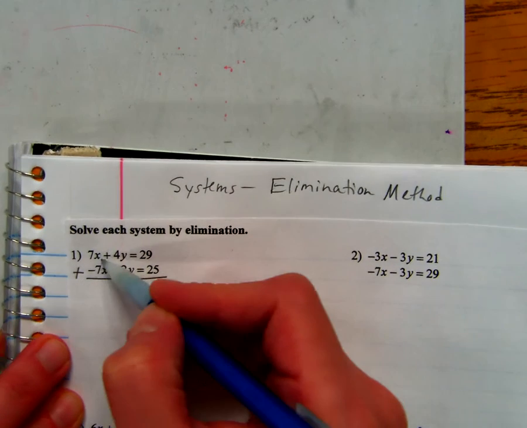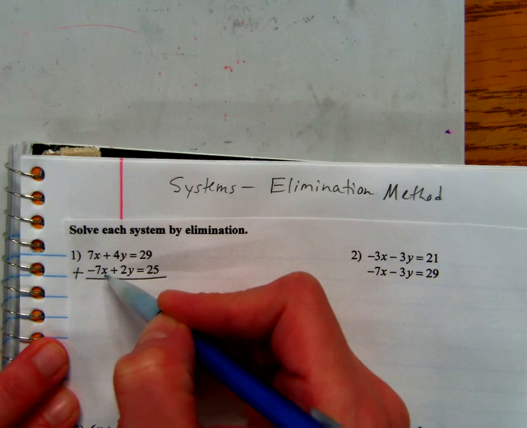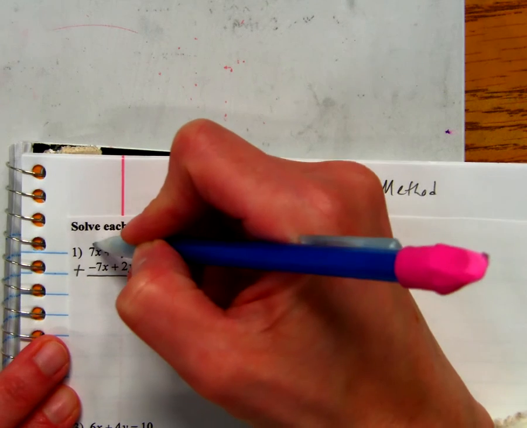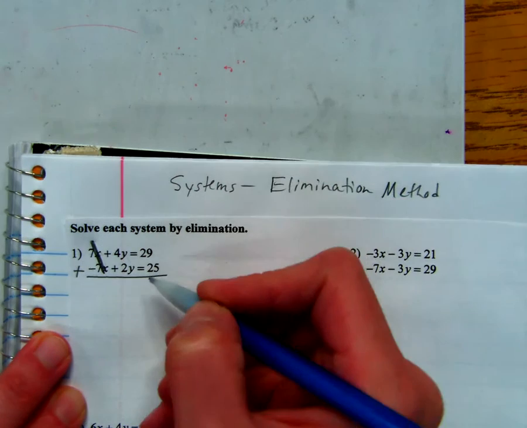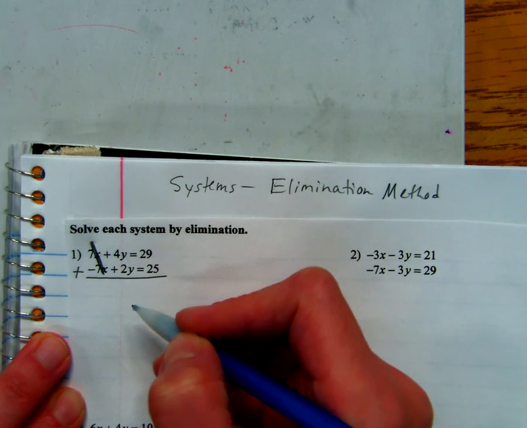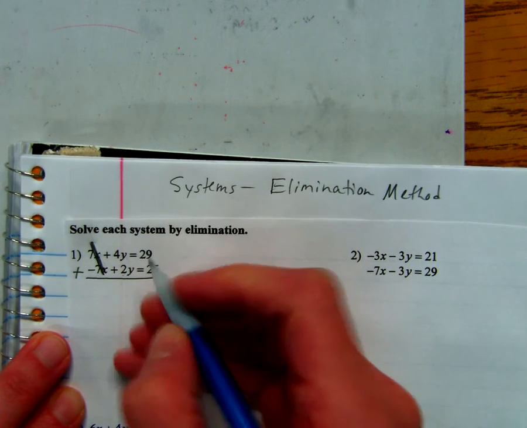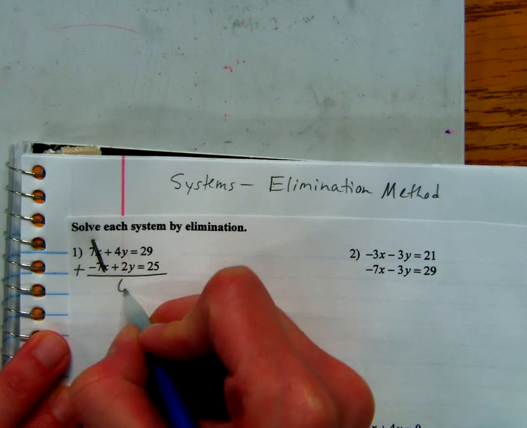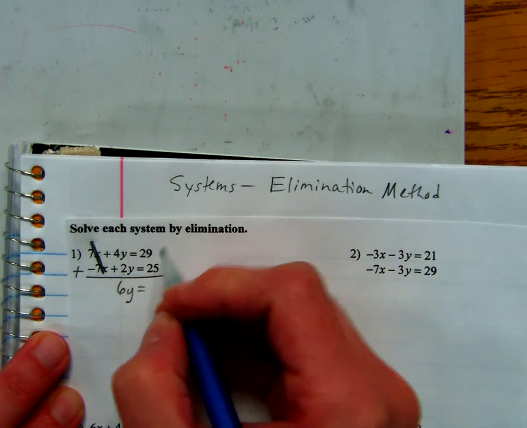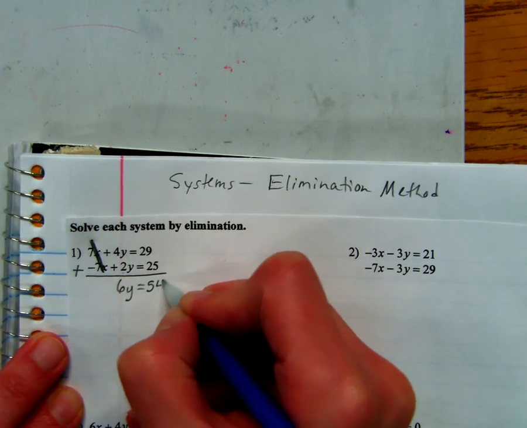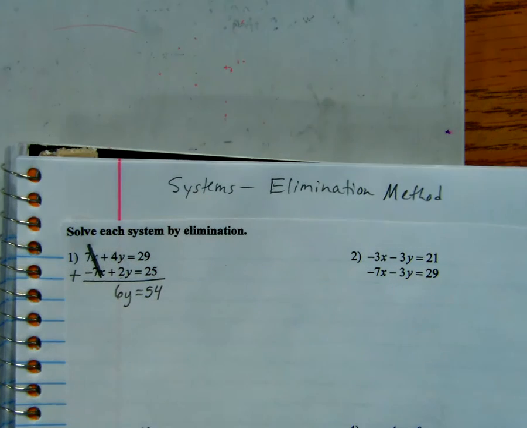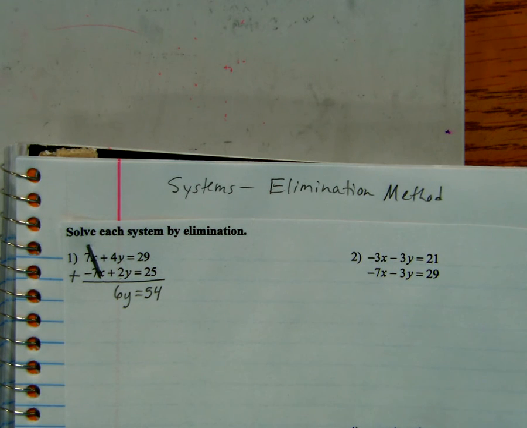So if I take 7x and I add negative 7x, it gets to 0, so I kill these. They're gone. Okay? And then we add everything that's left. So 4y and 2y we add together, we get 6y. 29 and 25 we add together to get 54. And so this is very quickly set up where we can now solve for y.